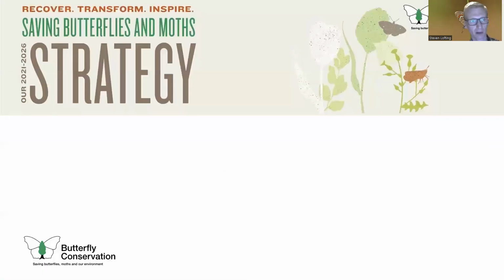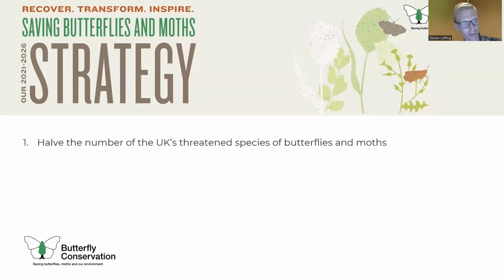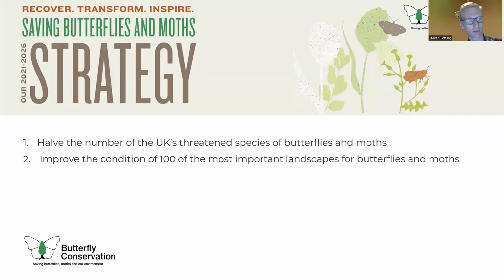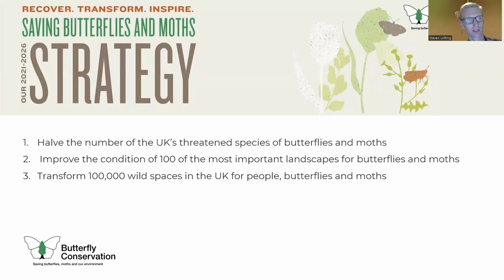So for a bit of background, some of you may already be familiar with Butterfly Conservation, as the majority of you here are probably members. But our strategy covers three key areas. The first is to halve the number of the UK's threatened species of butterflies and moths, which is an ambitious target, along with improving the condition of 100 of the most important landscapes for butterflies and moths. This is then supported by our third strategy element, which is to transform 100,000 wild spaces in the UK for people, butterflies and moths, bringing people closer to nature through butterflies and moths.